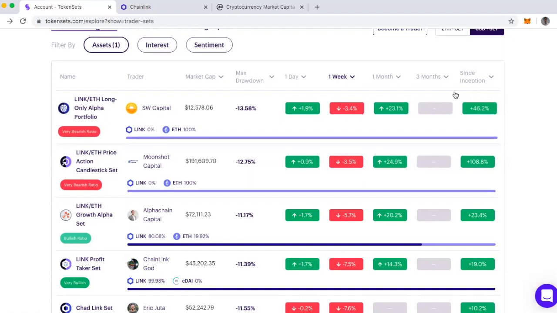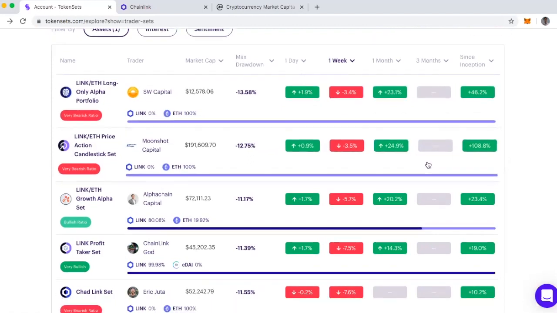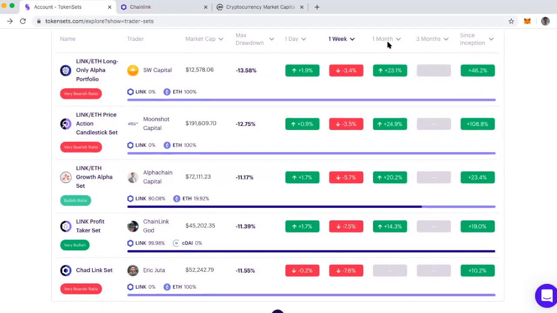So one of the things that's complicated about this at the moment is that you can see here that this set is less than a month old. That's a very short time frame. We can take a look at it for a moment, but I'd personally like to see token sets perform for at least 3 months. You know, 90 days at least gives me some sort of benchmark to work off of.